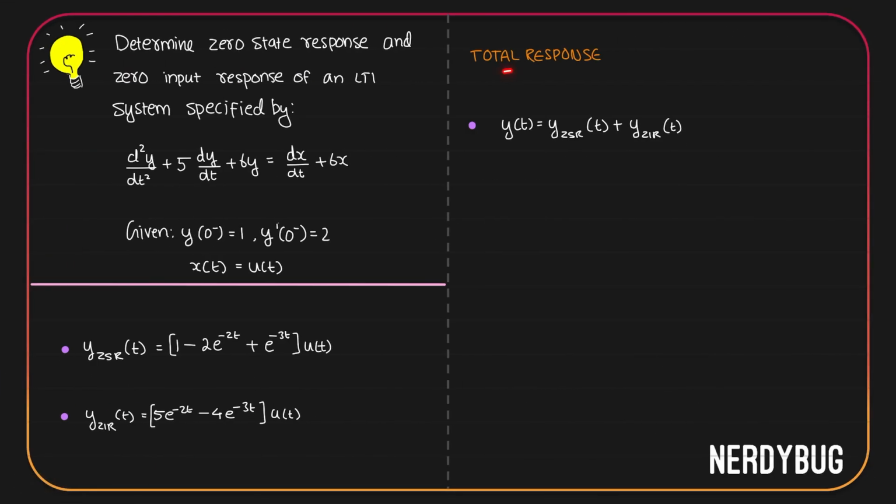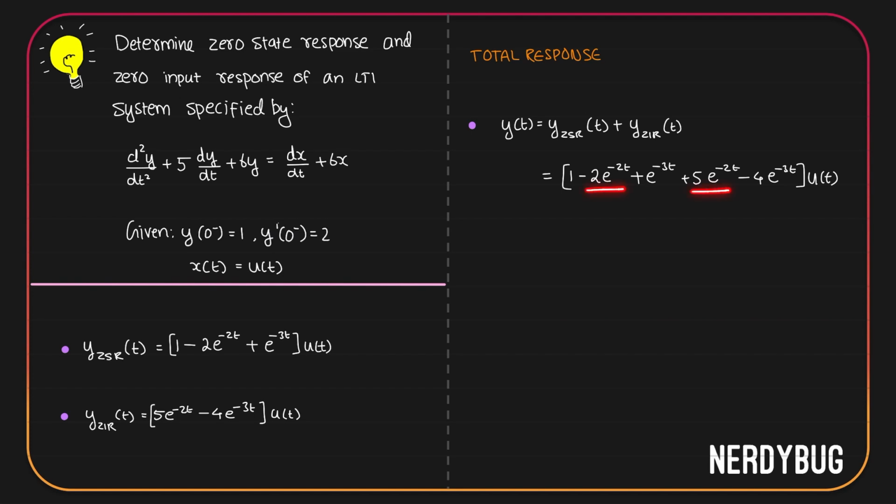Let us also find out the total response of the system. The total response y of t is going to be the sum of zero state response and zero input response. I have written zero state response over here and zero input response over here. So to get the total response, let's add them. 1 minus 2 e raised to minus 2t plus e raised to minus 3t plus 5 e raised to minus 2t minus 4 e raised to minus 3t, multiplied by u of t.